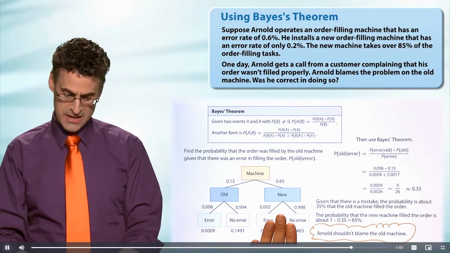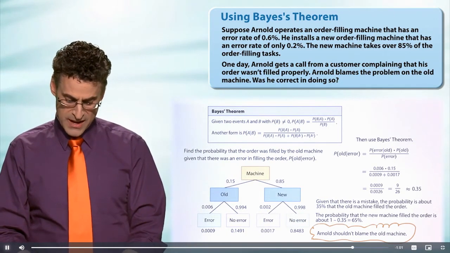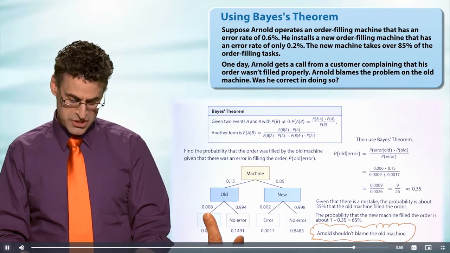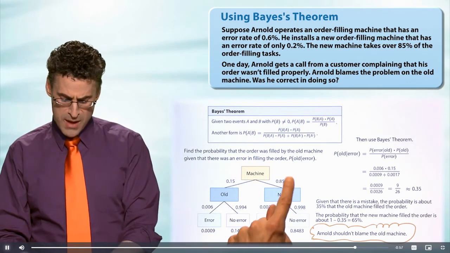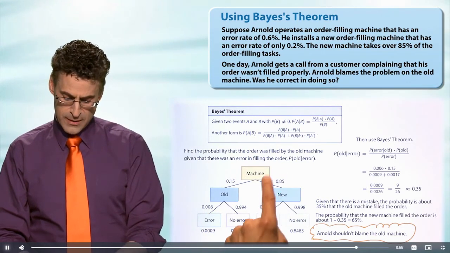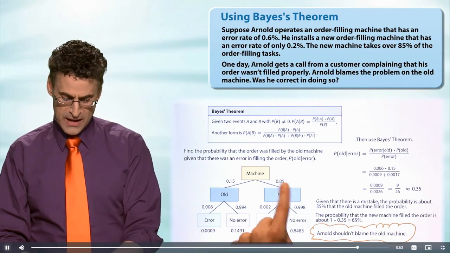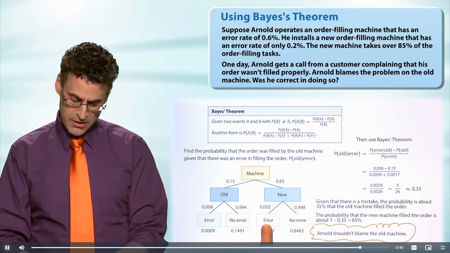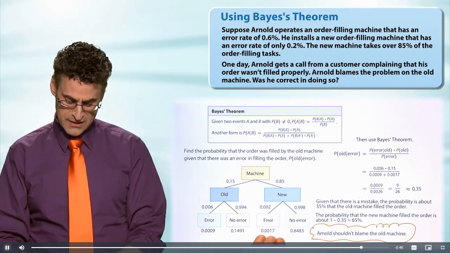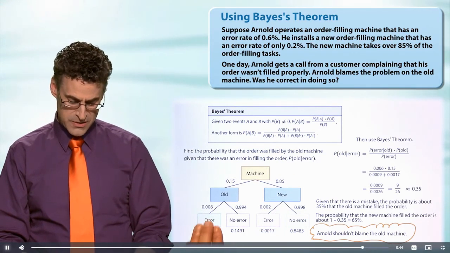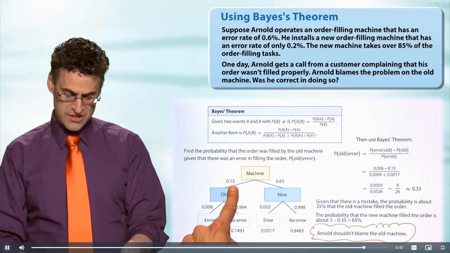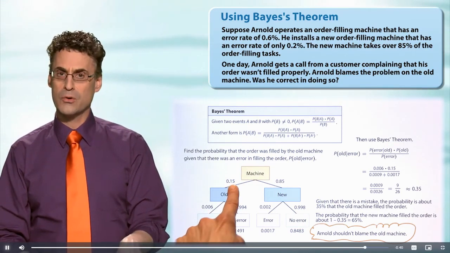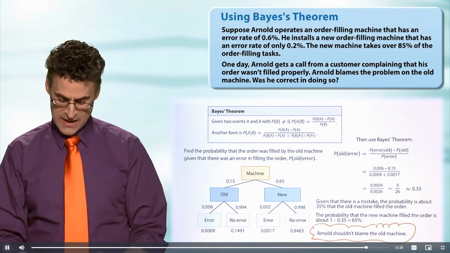That's exactly what's happening here. It's the same scenario, that even though it's more likely that the old machine will make an error, there's so many more orders filled with the new machine that a few of those are going to have an error, and there's going to be so many of them that they kind of dominate in a way. And so even though there's more errors happening on the old machine, since there are very few orders placed there, in fact, it's more likely it came from the new machine.